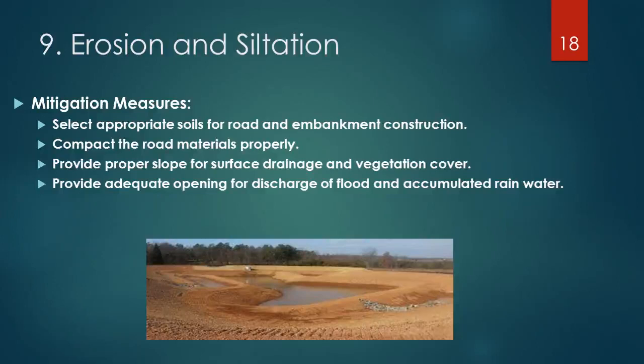Mitigation measures for erosion and siltation: select appropriate soil for road and embankment construction, compact the road materials properly, provide the proper slope for surface drainage and vegetation cover, and also provide adequate openings for discharge of flood and accumulated rain water.